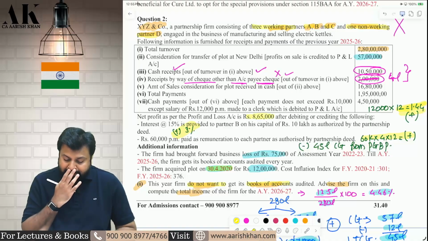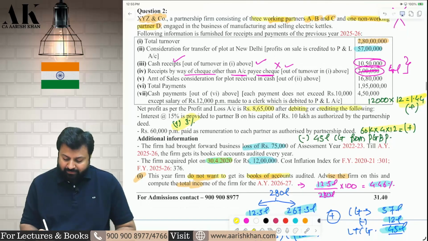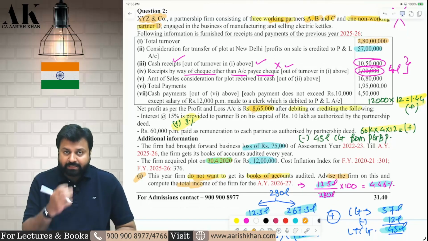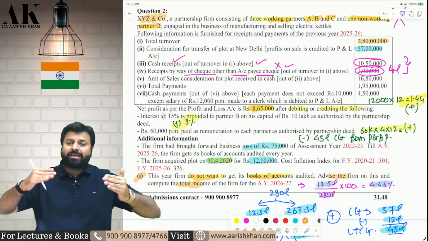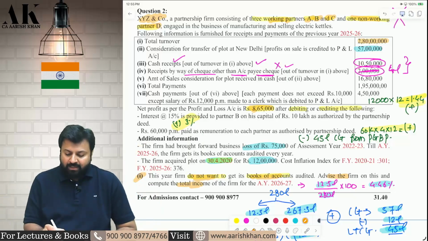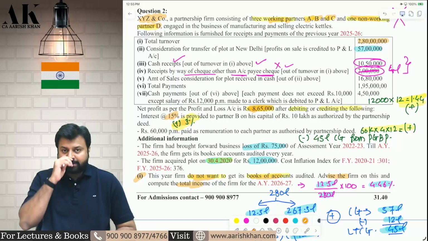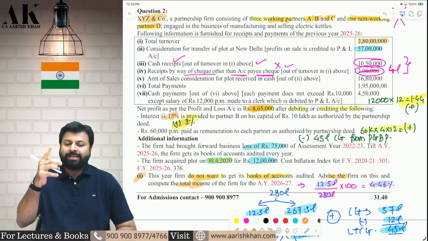The net profit is 8,65,000 after debiting and crediting the following items. The first item that you are going to add back, net profit 8,65,000. Now 44AD is not available because your cash receipt is more than 5%. So 8,65,000 is your net profit. Interest 15% not allowed. Add 3% back first. Item number 1 to add back is interest.